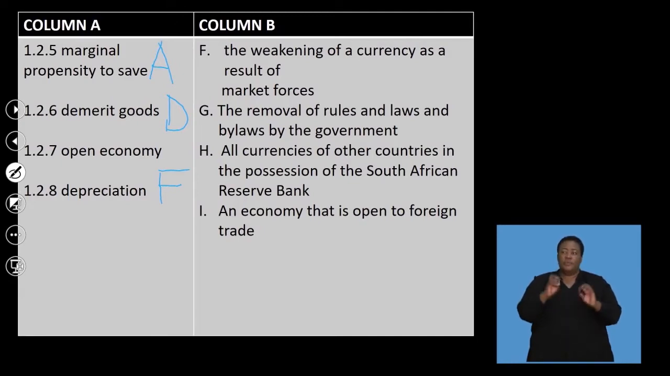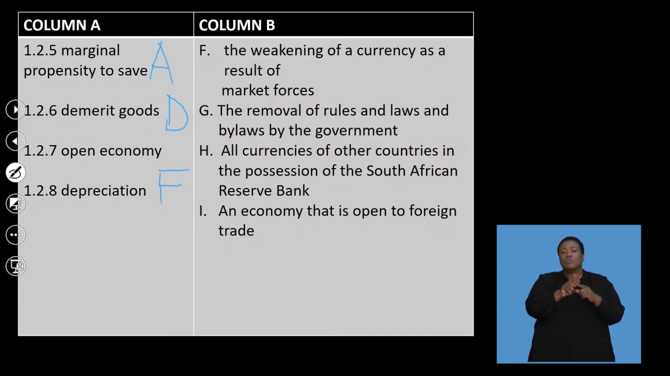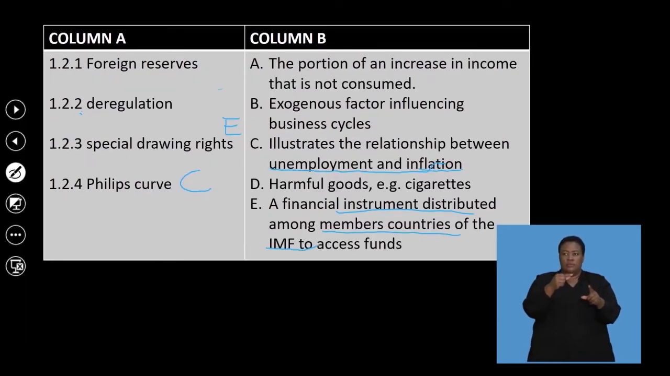We are continuing. It's G now. The removal of rules and laws or any bylaws by the government. The answer there is deregulation. Let's look for deregulation there. It should be there in the previous slide. Yes, we have it there on 1.22. So 1.22, let me check again. It's the removal, it's a G there. So let's go back. 1.22 is a G there.